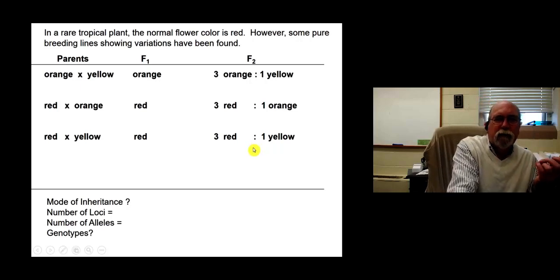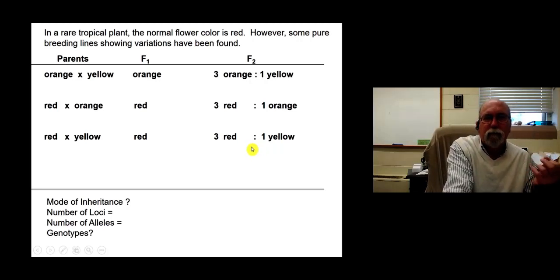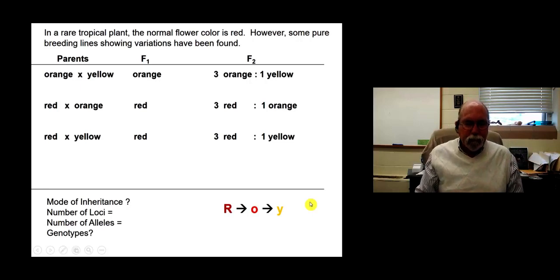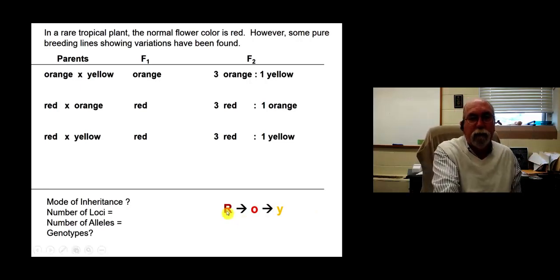Wait a minute though, we've got three colors, right? We've got red, yellow, and orange. But we've got a nice little Mendelian system here. So what is this? It's one of those little simple allelic series, right? And it's a simple one. It's a dominant series. Apparently, red is dominant over orange. Okay, we see that right here. Orange is dominant over yellow. We see that from this first cross. And so red's dominant over both of them, right?